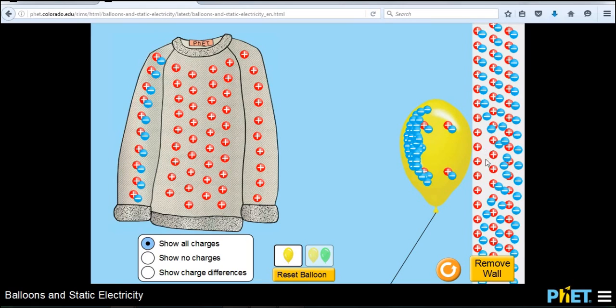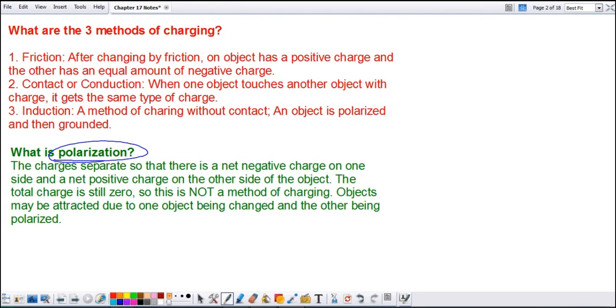But it's polarized because right here there's more positive charges in this area than there are negative charges. And we say that is polarized. So how does polarization lead to induction? Well, it's a method of charging without contact. An object is polarized and then grounded. So what does that mean?